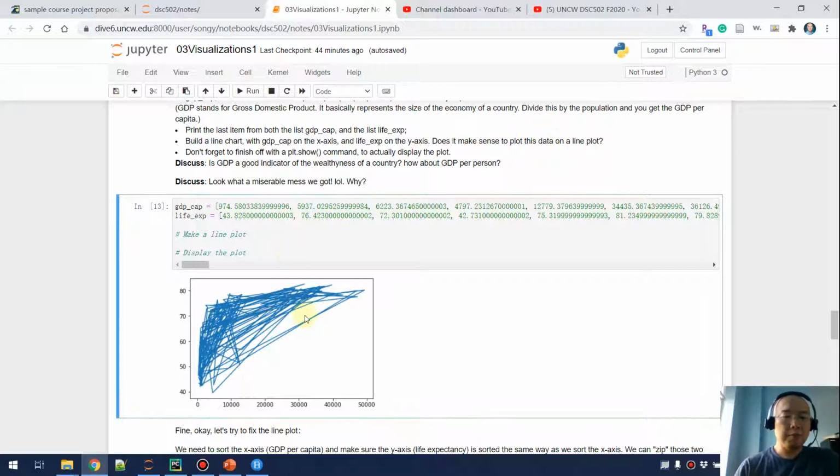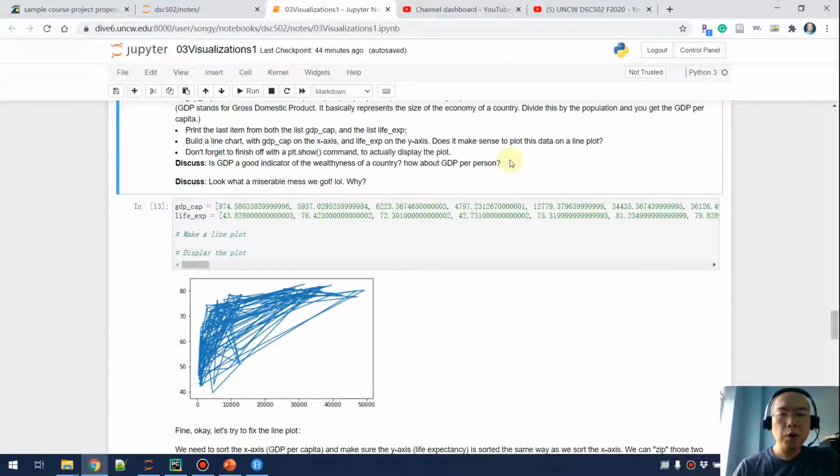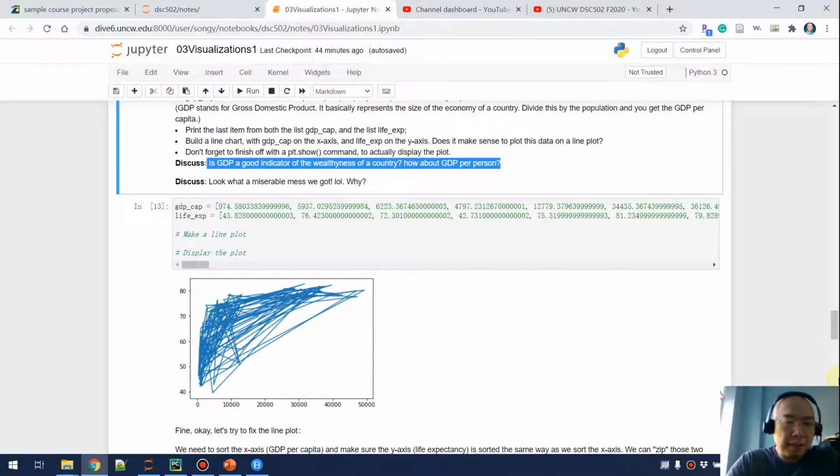If you get something as messy as this, not a big problem; later we are going to figure out why together. By the way, since we are doing this, we should have a discussion: is GDP a good indicator of the wealthiness of a country, and how about the GDP per person? What's your idea? So think about that.